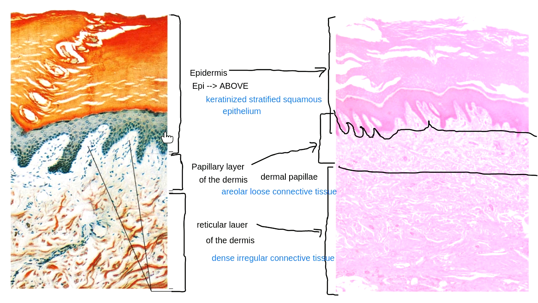Okay, perfect. Yeah, I don't like this color scheme. I don't know why they decided to make those cells green versus orange, but that's why it helps to look at our slides. Everything's all the same color. So these are all stratified squamous cells that we see here.